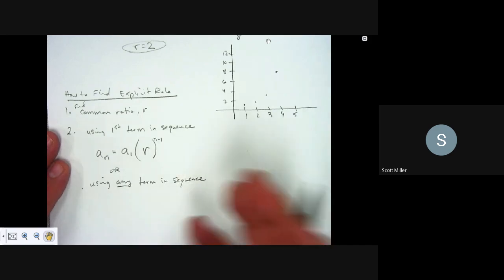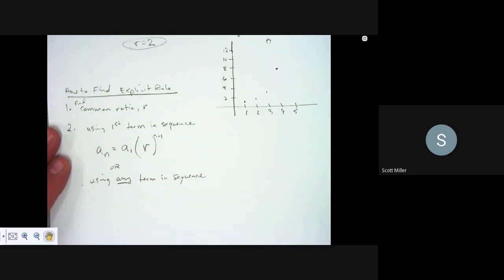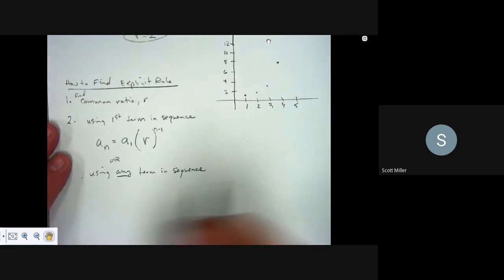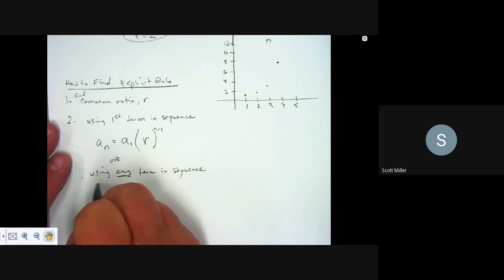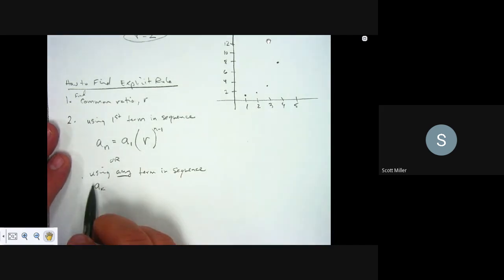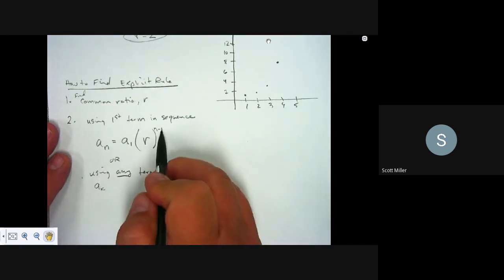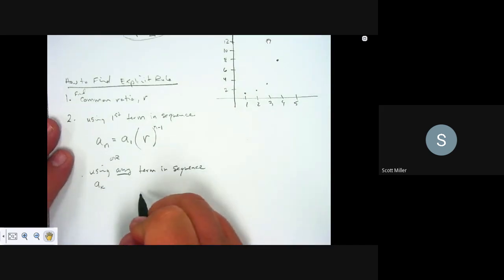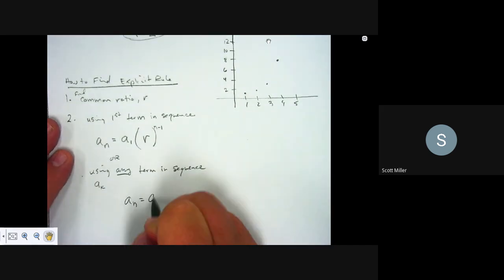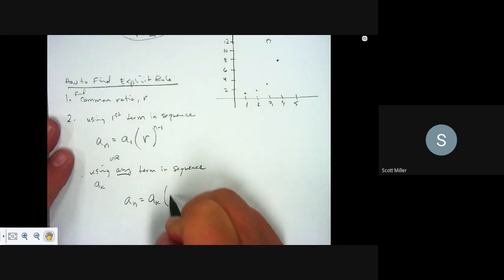Now, if you have the first term, use the first one. It makes it a lot cleaner. But I can use any term in a sequence. I'm going to use the a sub k. If I use a sub k term, then it's k in the sequence. And so then this rule becomes a sub k, whatever term that is, r to the n minus k.